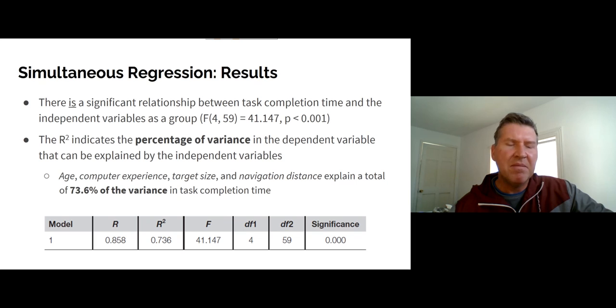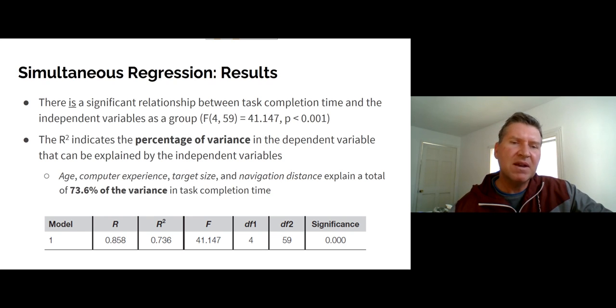So we have model 1, that's how JASP refers to it. We have an R value of 0.858 and an R squared of 0.736. So that means that 73.6% of the variance in the task completion time is explained by those 4 independent variables. You can see this is producing quite a large F value of 41.147. We have 2 sets of degrees of freedom, 4 and 59, and you can see the significance is quite low, which means that we have a significant relationship between the task completion time and the 4 independent variables.